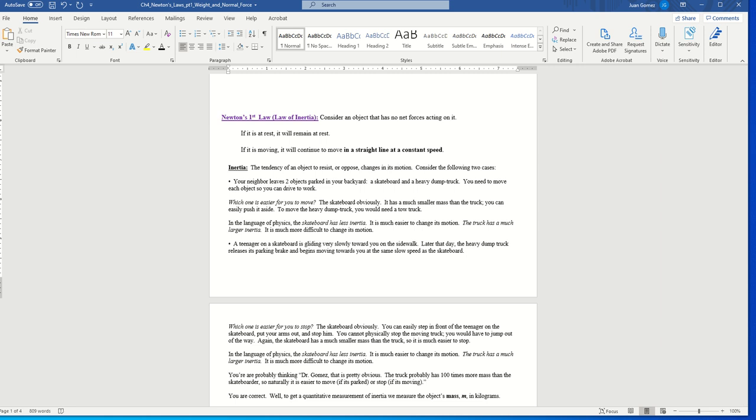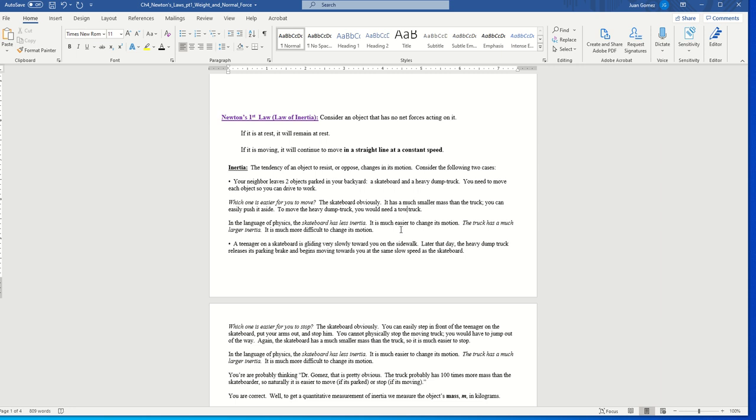Case one: your neighbor leaves two objects parked in your backyard, a skateboard and a heavy dump truck. Who knows why, but they're not moving. You get up in the morning and you need to move each object so you can drive to work. Which one is easier for you to move? You'd say, Dr. Gomez, the skateboard, obviously. It has a much smaller mass than the truck. You can just easily push it aside. To move the heavy dump truck, assuming you don't have the keys, you'd have to have it towed.